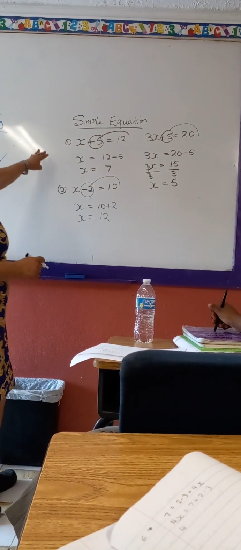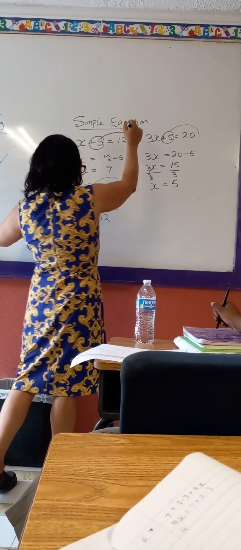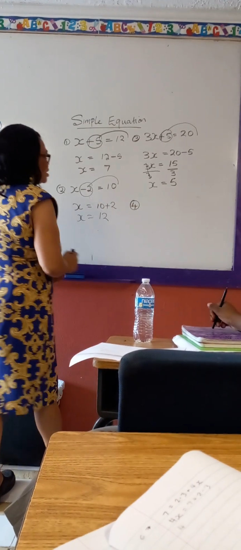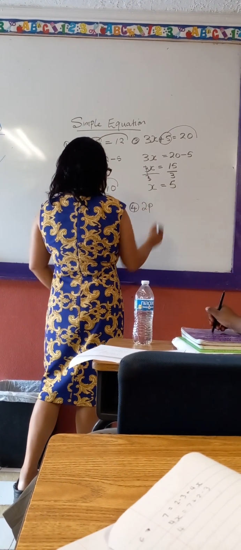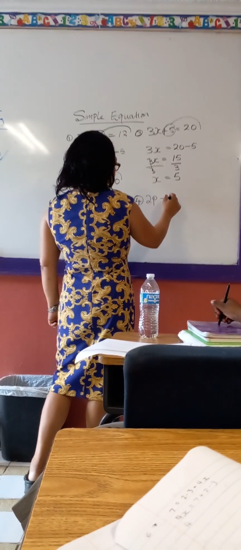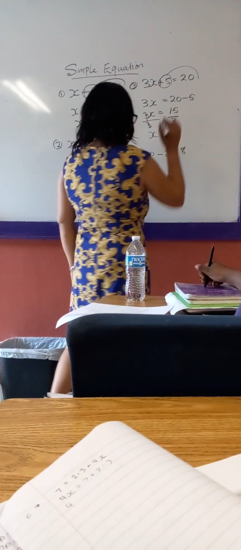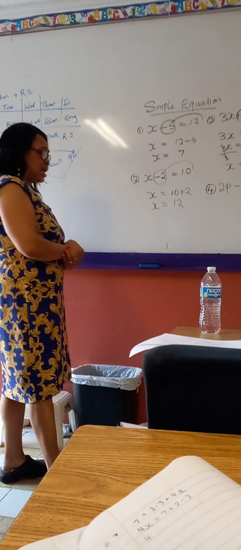So that's step number 1. Step number 2. Step number 3. Let's go to step number 4. Step number 4, I have 2p minus 2 is equal to 8. 2p minus 2 equals 8.